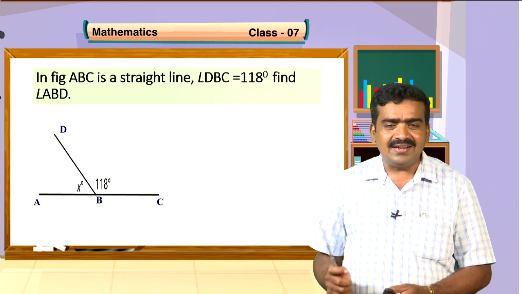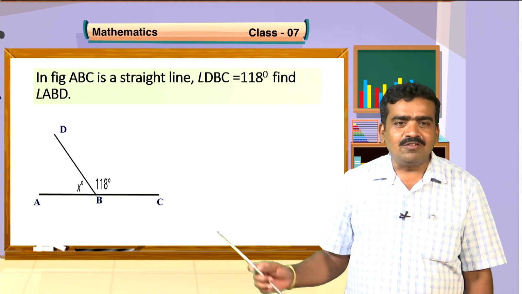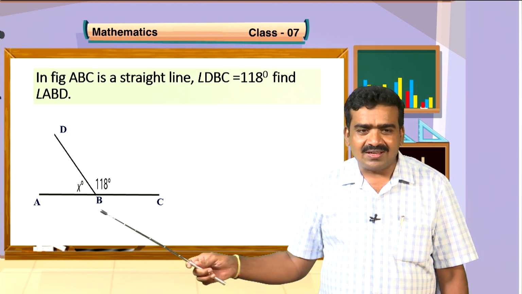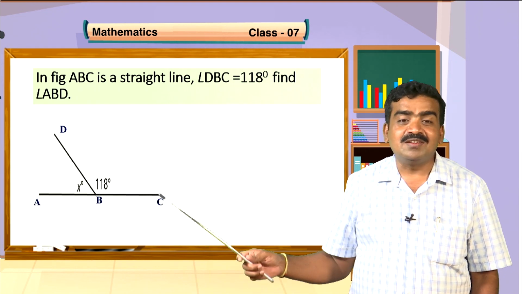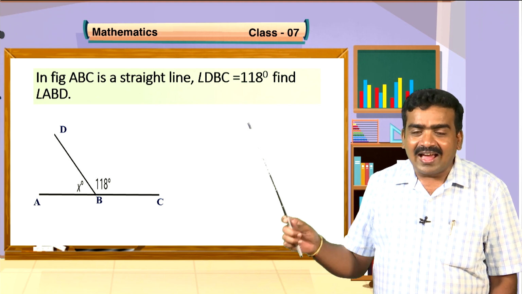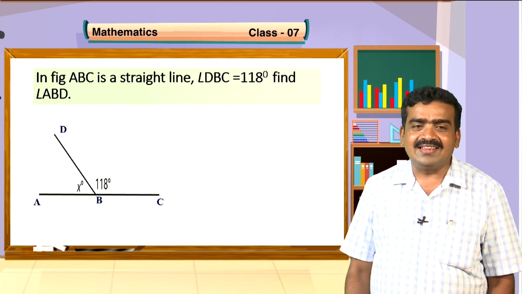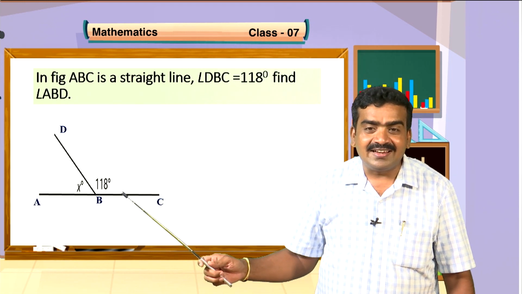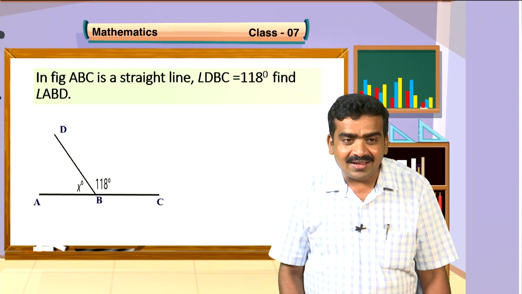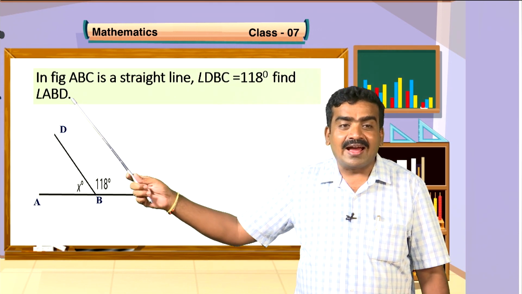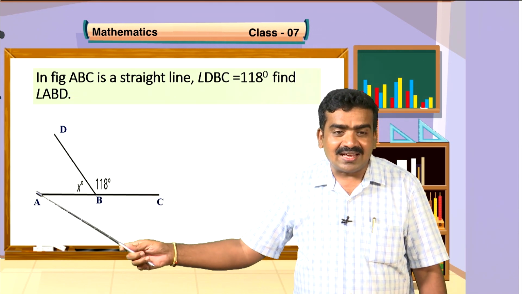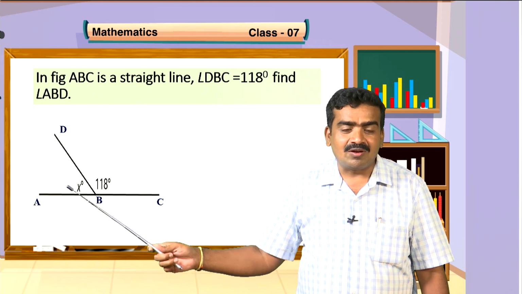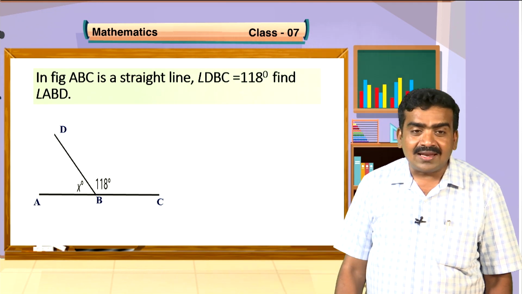Read the question carefully. In the figure, ABC is a straight line. In the given figure, what does ABC show? ABC is a straight line. Angle DBC is 118 degrees. Angle DBC is given, that is 118 degrees. What do we have to do here? We have to find angle ABD. So this angle ABD has to be calculated. Here we have to calculate this. How to calculate this?